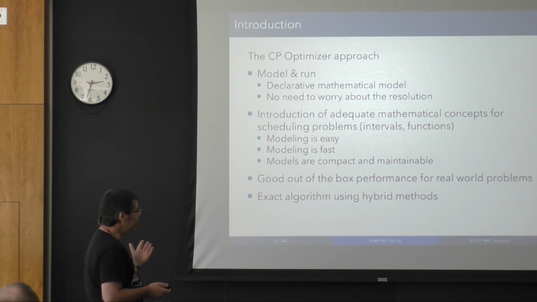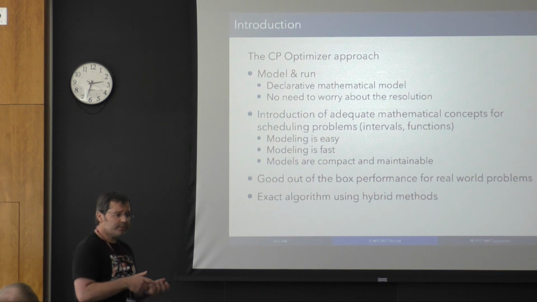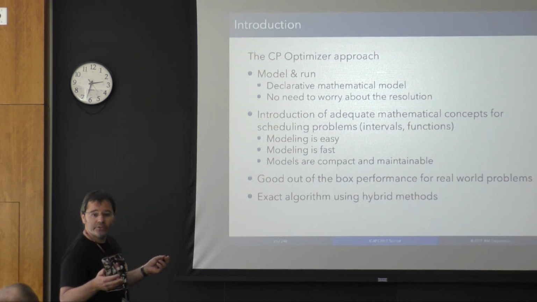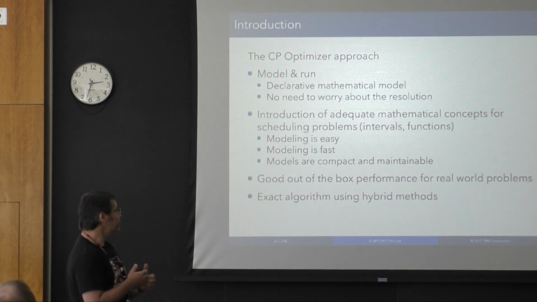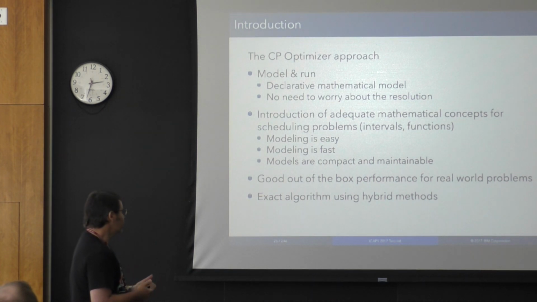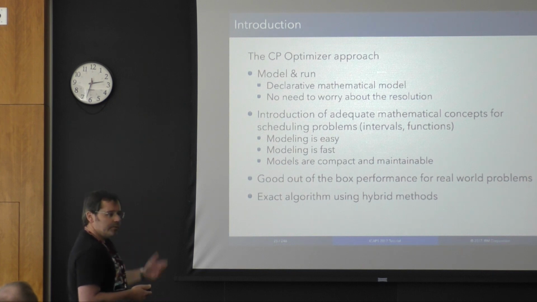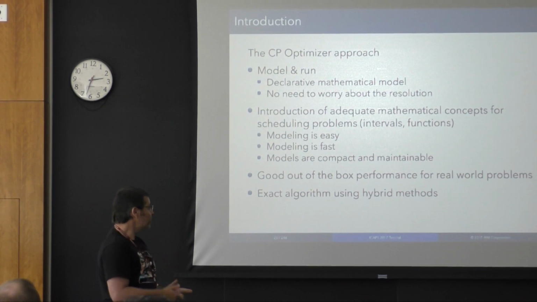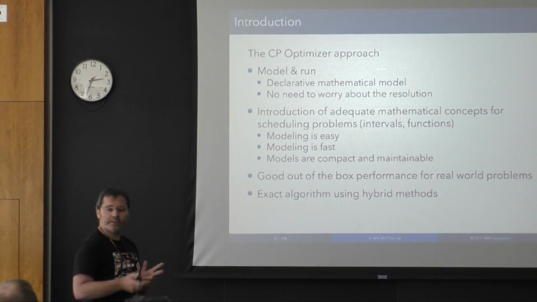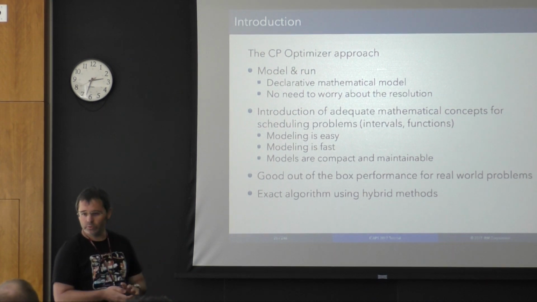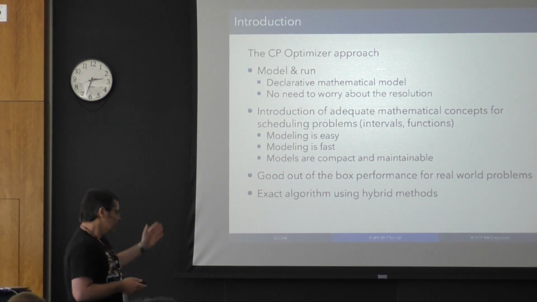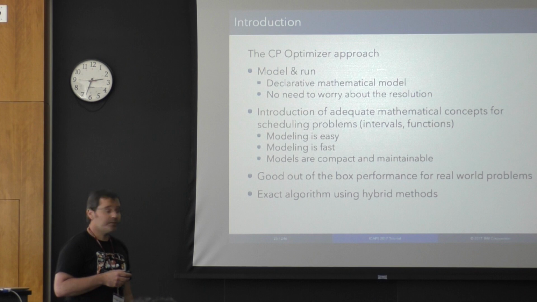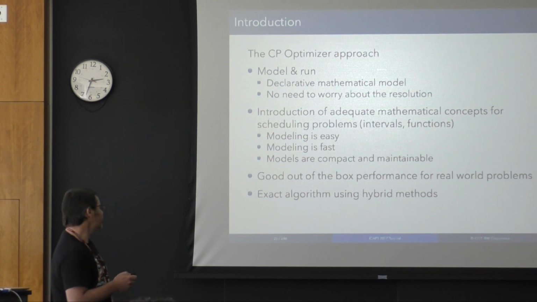So what we did in CPO is that we have just introduced in the combinatorial optimization framework some additional concepts for scheduling. I will describe these concepts, of course. Because of this, modeling is much easier, modeling is faster, and the models are usually much more compact and maintainable than MIP models, for instance. So we will see that CP Optimizer has quite good out-of-the-box performance for real-world problems.